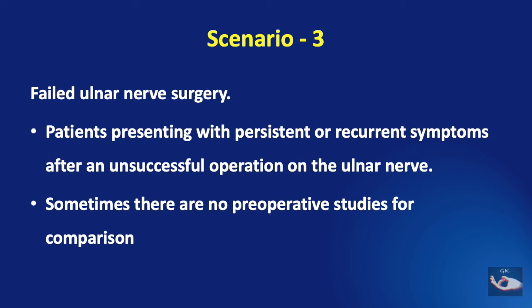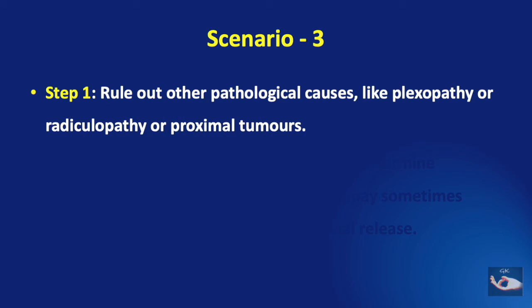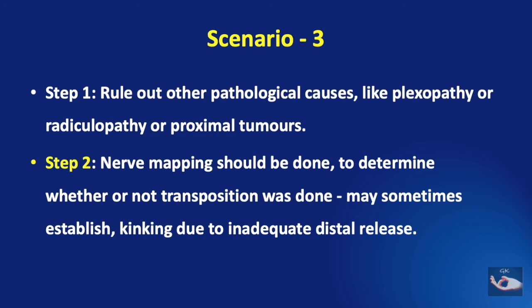The third scenario is when a patient has had a surgery on the ulnar nerve, but still the patient has presented with persistent or recurrent symptoms. And sometimes there are no pre-operative studies available for comparison. In such a situation, the first step to be done is to rule out other pathological causes like plexopathy, radiculopathy or proximal tumors. The next step would be nerve mapping, that is, we follow the course of the nerve to determine whether or not the transposition was done.